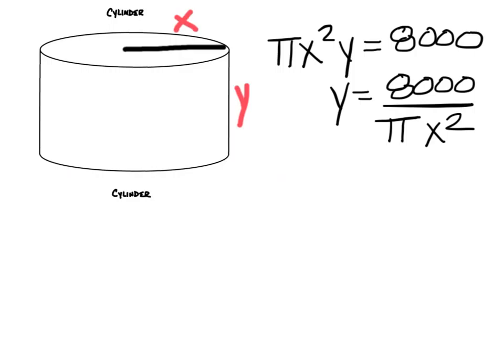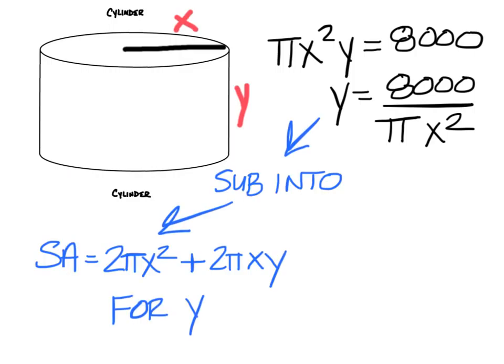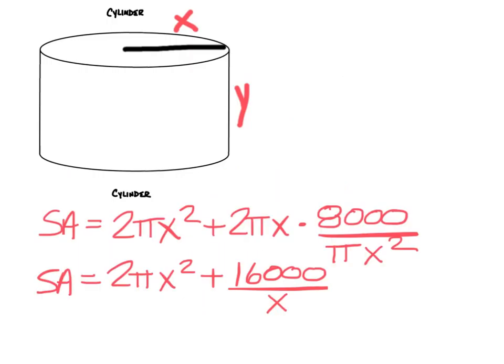And then your movement from there is going to have to be to sub that into the surface area formula for y. And y shows up in one spot on the surface area formula at the end of it. So there at the bottom we have the surface area formula, and it's the same except at the very end you've put in 8,000 over pi x squared. But notice that it's attached by multiplication to the 2 pi x. So you have to multiply 8,000 by 2 to get 16,000.